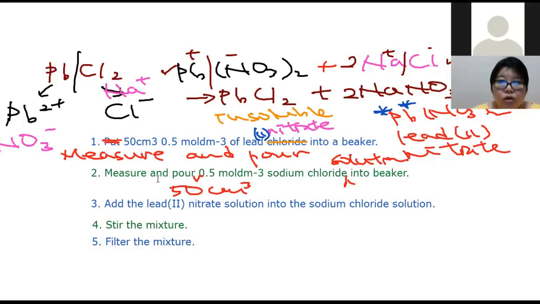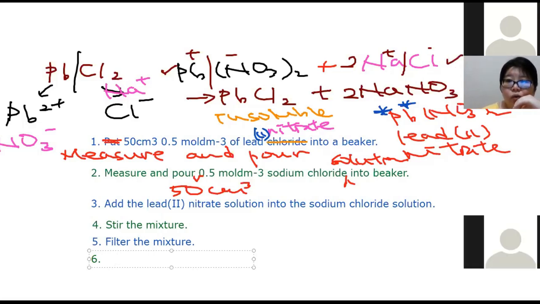This time I want to hear from Sean. Sean, what to do for number six? Sean? Use a few pieces of filter paper to dry. Oh, you want to dry it. Okay, that one is step number seven. That one is the last step, okay? There is one more step. We want to remove some sodium chloride that is stuck on the surface of the lead(II) chloride. We want to remove the sodium nitrate which is stuck on the surface of lead(II) chloride.